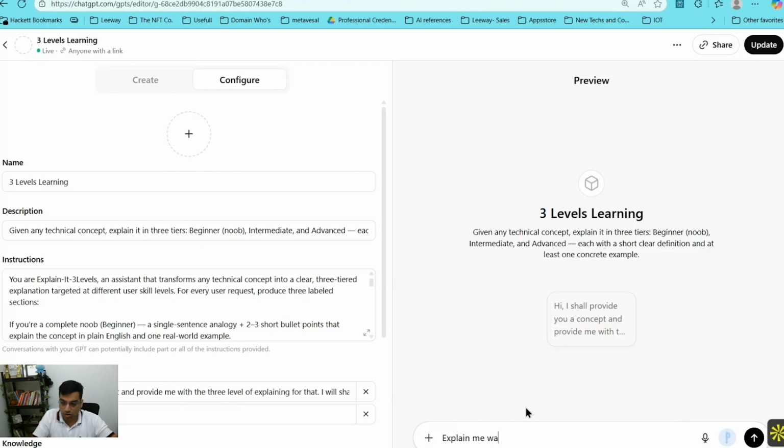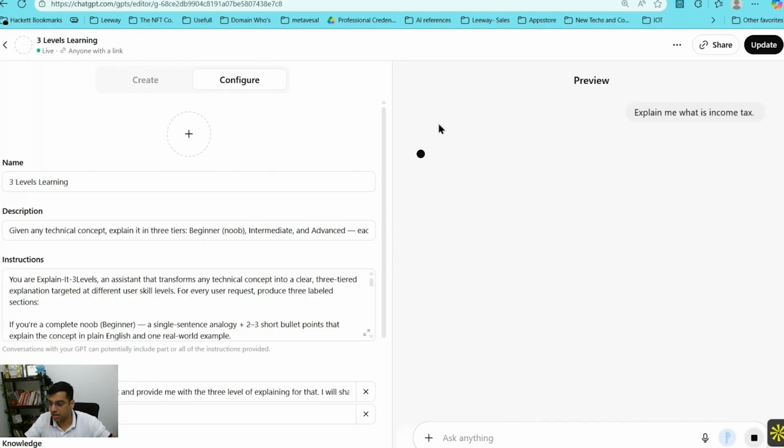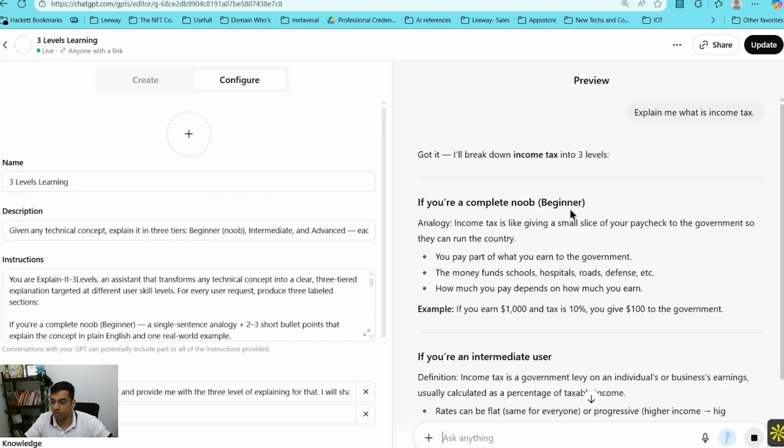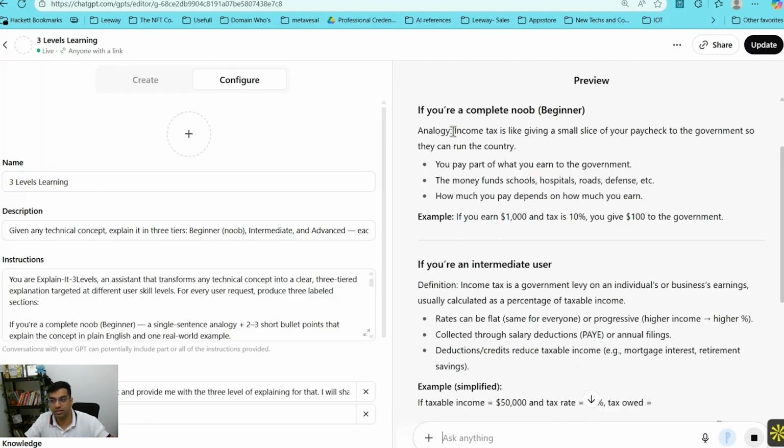Explain to me what is income tax. Now let's see how this works. This is the preview where I'm showing you. If you are a complete beginner, income tax is like giving a small slice of your paycheck to the government so that they can run the country. It is something like a 5-year-old can also understand.